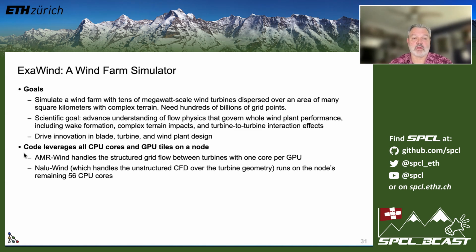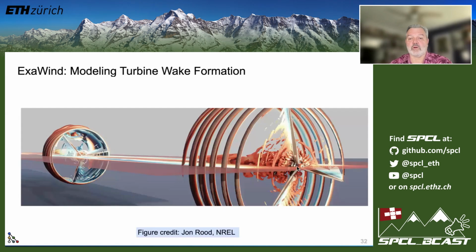And so the code itself is a coupled code. It has AMR-Wind, which handles structured grid flow between the turbines using 1 core per GPU. This is using AMReX, a block structured adaptive mesh refinement. And then Nalu-Wind, which is handling unstructured CFD over the turbine geometry, runs on the node's remaining 56 cores. The remaining 56 cores are here on Frontier, where there's 8 cores, 1 core per GPU tile, plus 56 CPU cores. And so we have this coupled code running on the system. And so this is what's being simulated.